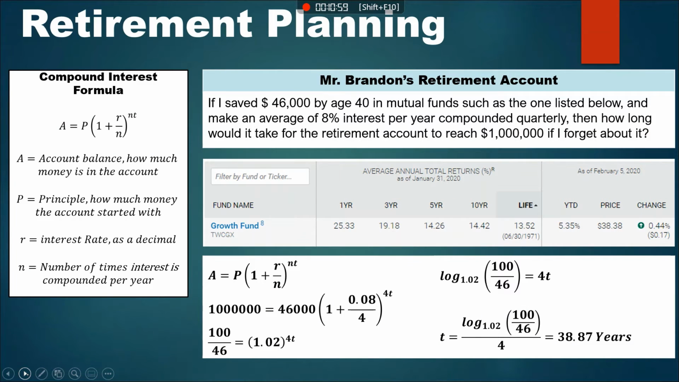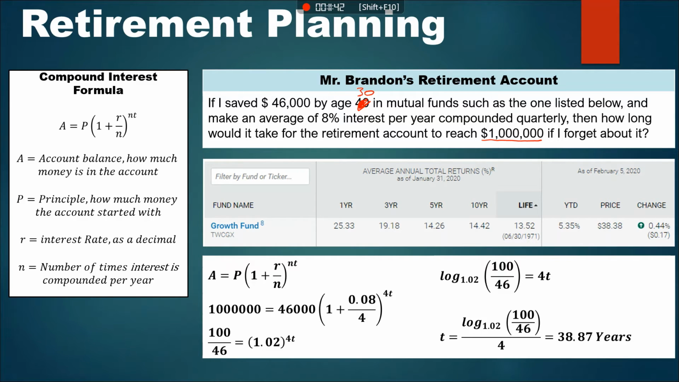So here's one more example. This is one of my accounts that I'm using for my retirement. So I have around $46,000 saved for retirement so far, and I am 30 at the moment. If I made an average of 8% interest compounded quarterly, then I can use logarithms to figure out when I would reach a goal. So in this case, when would I reach $1 million so I can stop working? Now this is if I don't put any more money into this account, how long would it take me to reach $1 million if I just leave it alone?